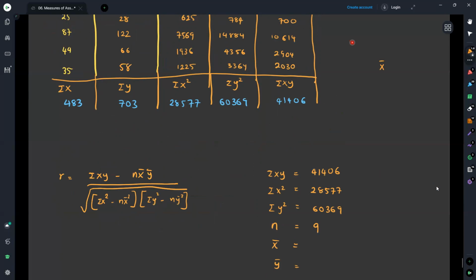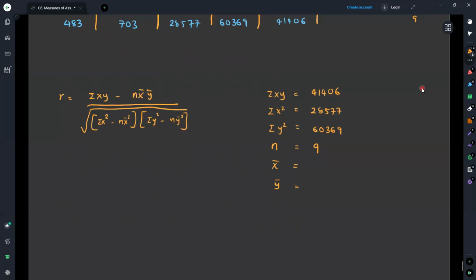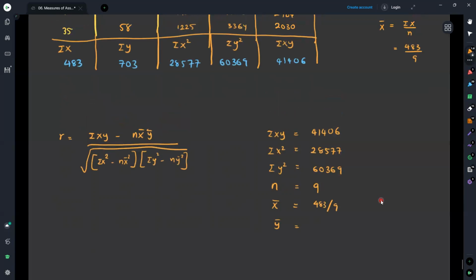In the previous sessions, we discussed obtaining the mean value. X bar can be obtained by summation of x divided by n, which gives 483 divided by 9. Here, without converting this into decimals, I will use it as a fraction, because it makes the calculation much easier. Otherwise, if you round off at this point, the final answer would deviate much more from the original value. To avoid such errors, we can consider it as a fraction.